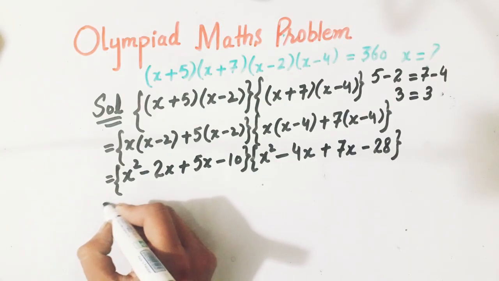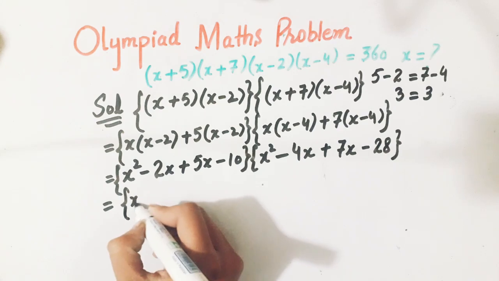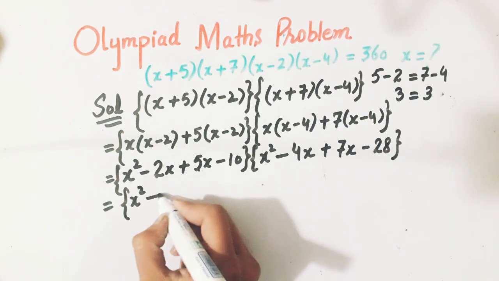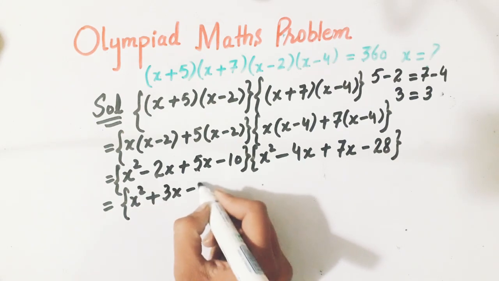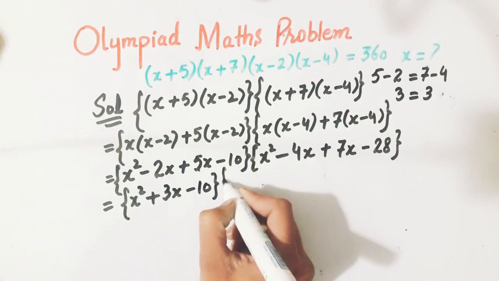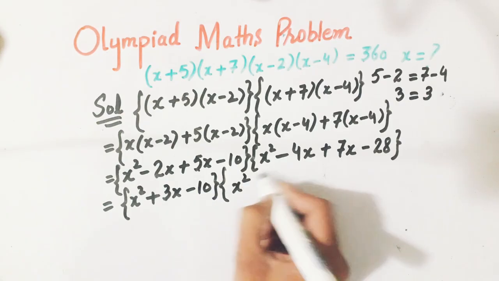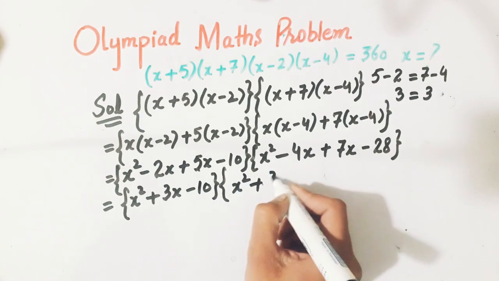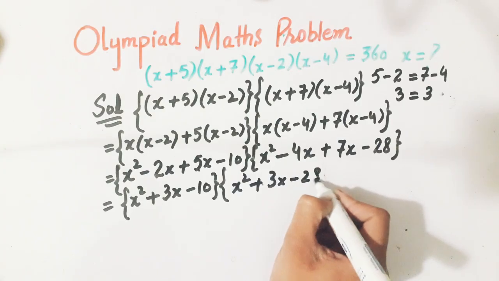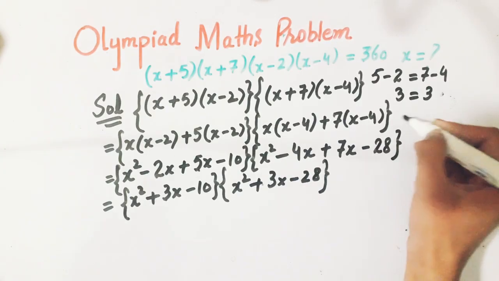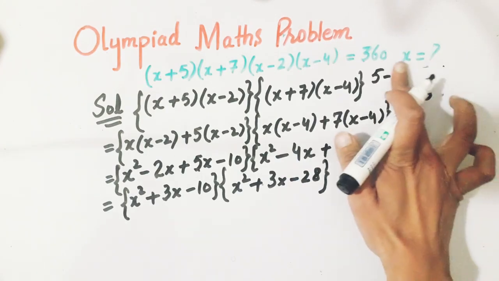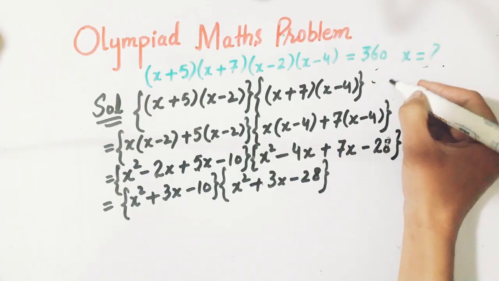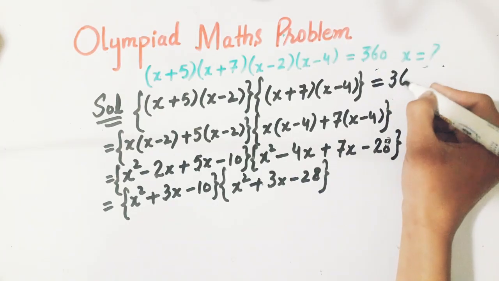Now this will become x square, 5x minus 2x is plus 3x minus 10, and this is x square, 7x minus 4x is plus 3x minus 28. And all these equal 360. Write this.